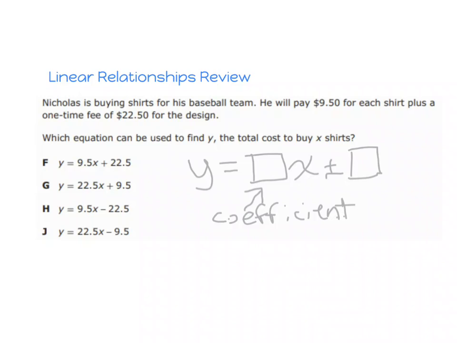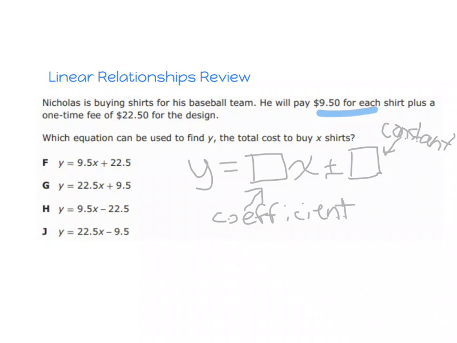So we were looking for some rate of change words like each, every, per, a, and the other thing we were looking for is the constant. And a constant only is going to happen once. It's a group of ones that's either being added or subtracted to the situation, but it's only going to happen one time.